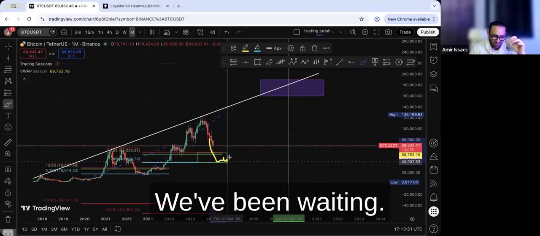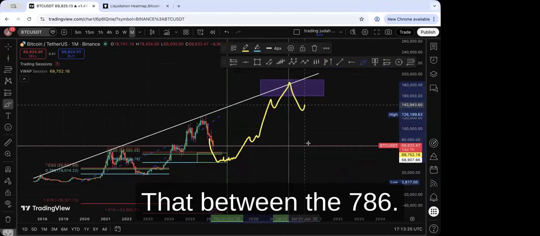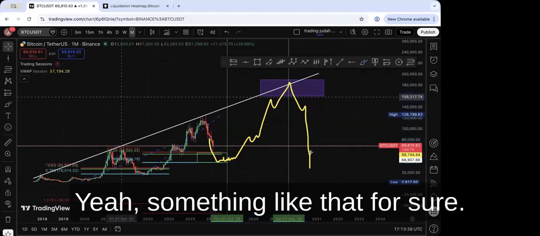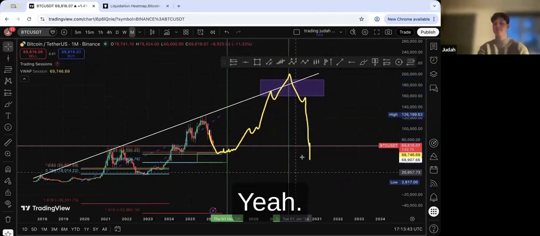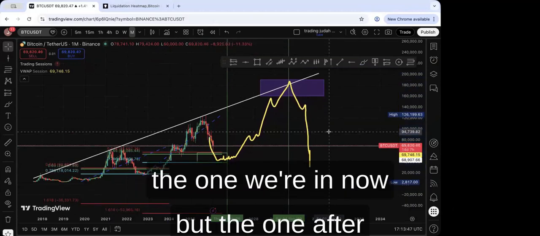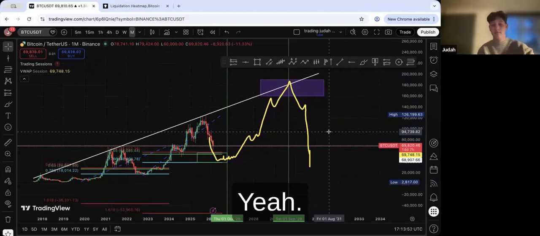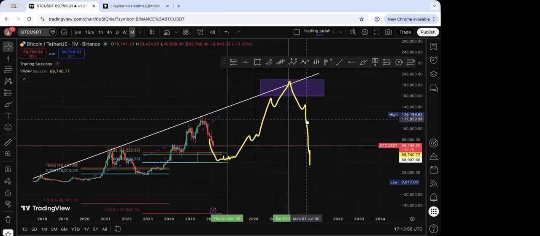We've been waiting on that one. What else? So that's the golden pocket, between the 786. Something like that could happen for sure. I think this is gonna be less, though. Yeah, I think the next bear bottom, not the one we're in now, but the one after the next bull, will be in the 70,000 range. That's what I think. Let me draw it.